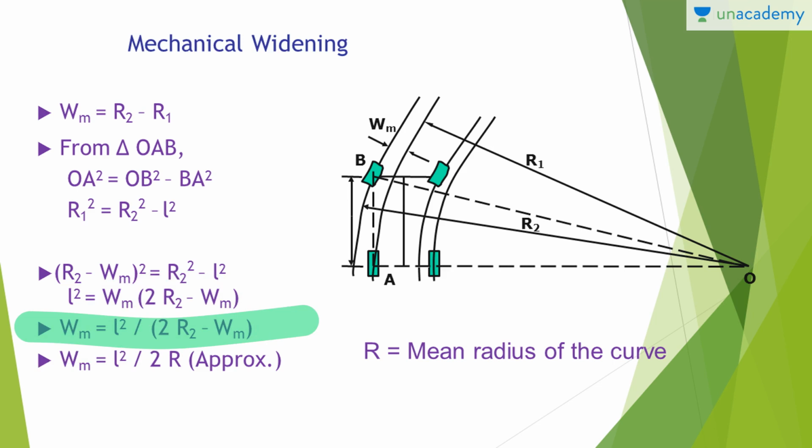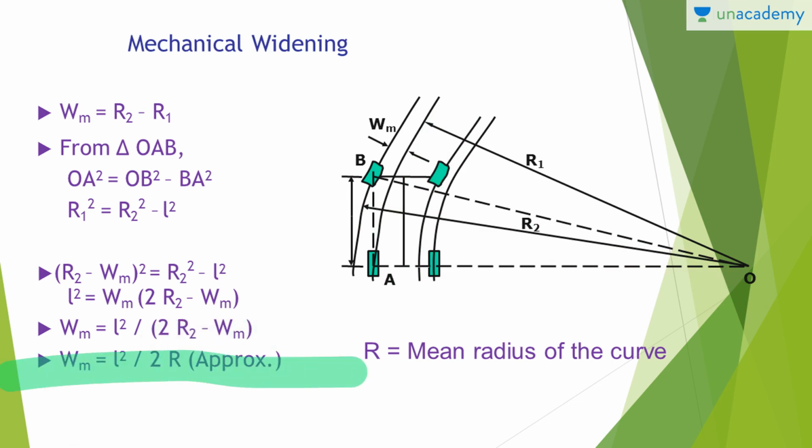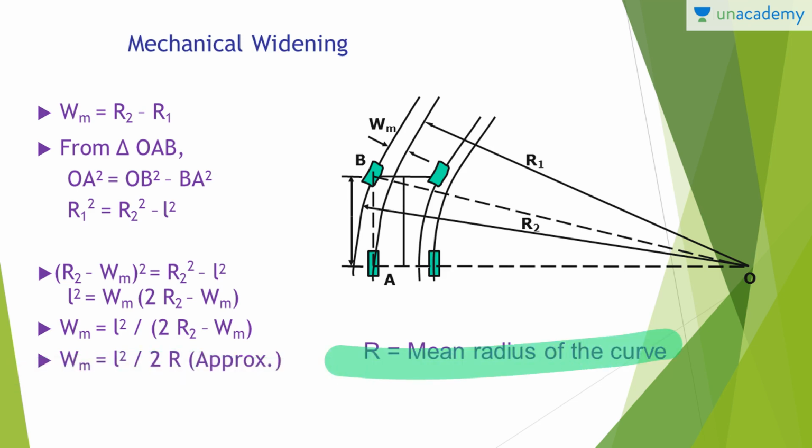Now you know that WM is pretty small in comparison to R2, so basically you ignore WM, and this R2 you take as R, that is the center point. So this is an approximation that 2R2 minus WM is approximated to 2 into R. So you get the final equation as WM is equal to L square divided by 2 into R approximately, where R is the mean radius of the curve, that is R1 plus R2 divided by 2.